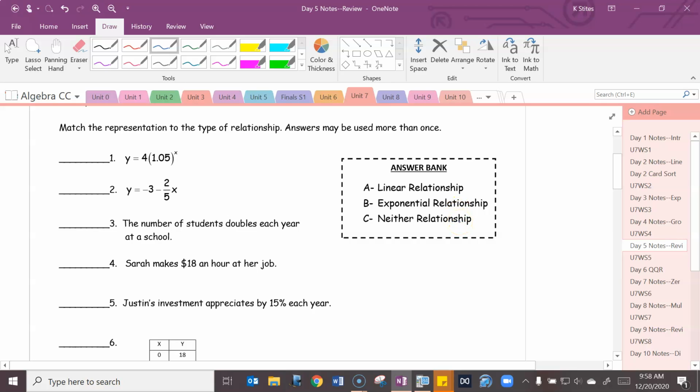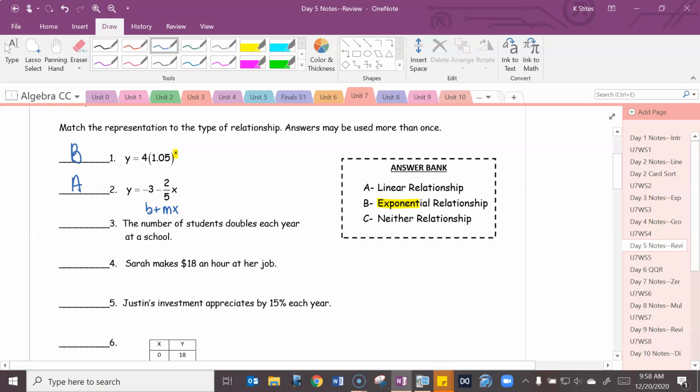So number one, this will be an exponential relationship because we can see that our x is our exponent. So again, exponent for exponential. And number two will of course be a linear relationship because this is in the form y equals mx plus b. It just happens to be reversed in this case.